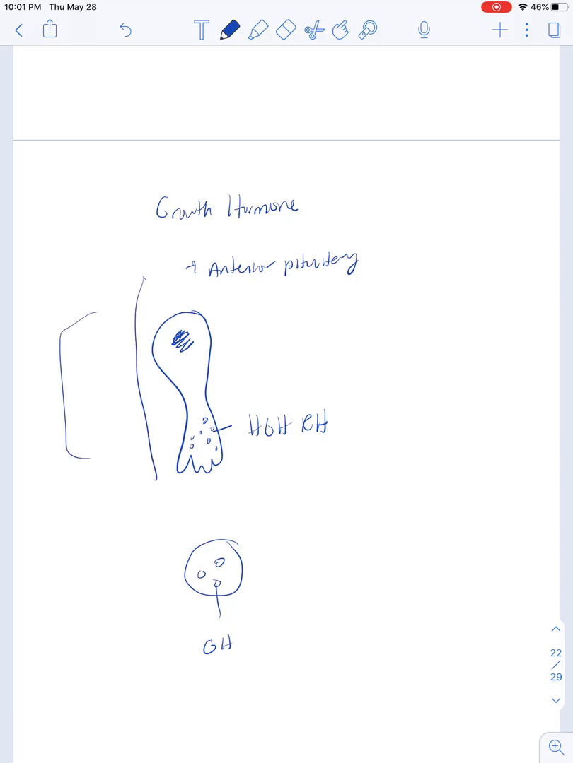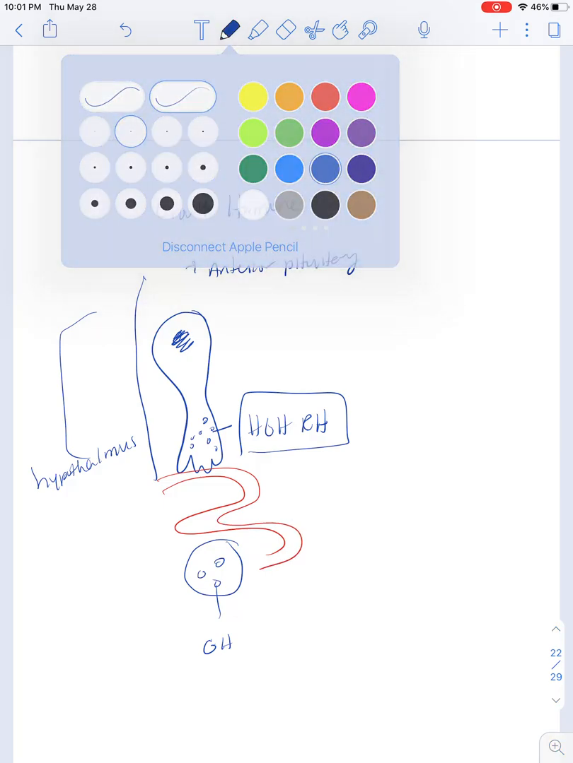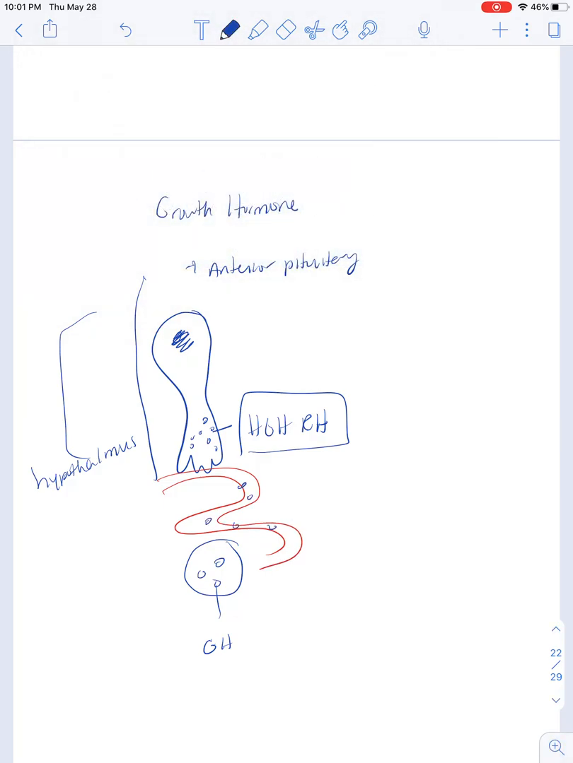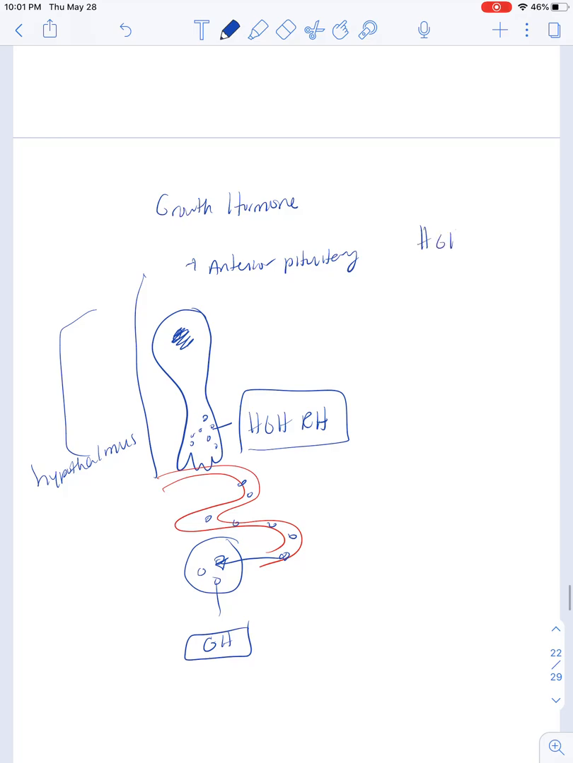So imagine this is the hypothalamus. Imagine you're like, I don't know, 10 years old, you need to grow. So your brain will say, hey, release this HGH, RH. And that'll travel through the blood, and it will actually signal the release of the actual growth hormone, right? So the pathway looks like this: HGH, RH signals the release of HGH.